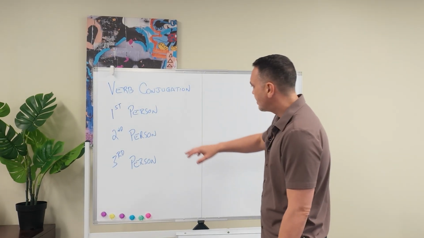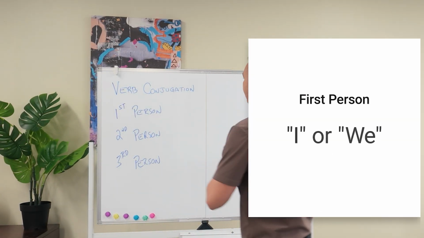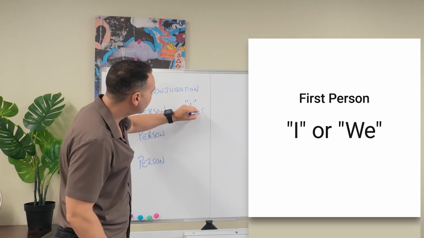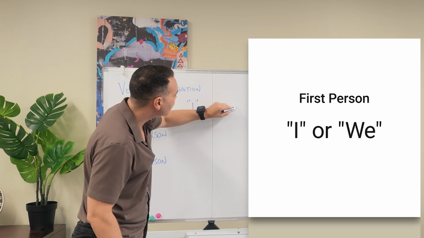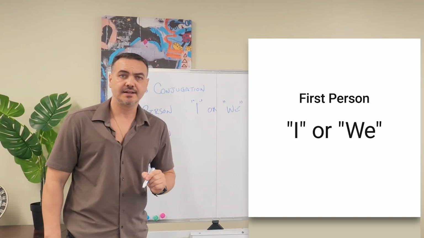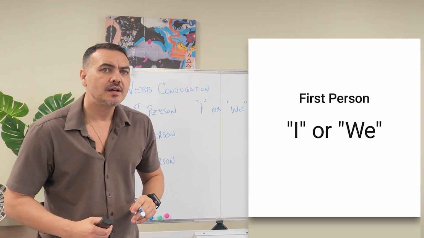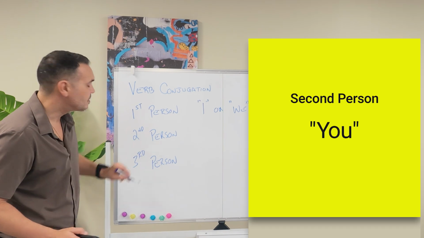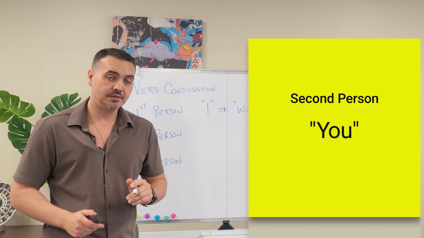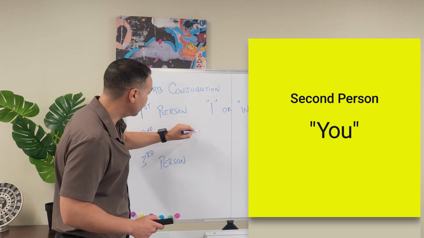Now, when we talk about first person, we're using words like I or we. I am learning English today. We are learning English today. Okay? When I'm talking about second person, this is really straightforward because it means I'm talking to you. You are watching the video. You are learning English.